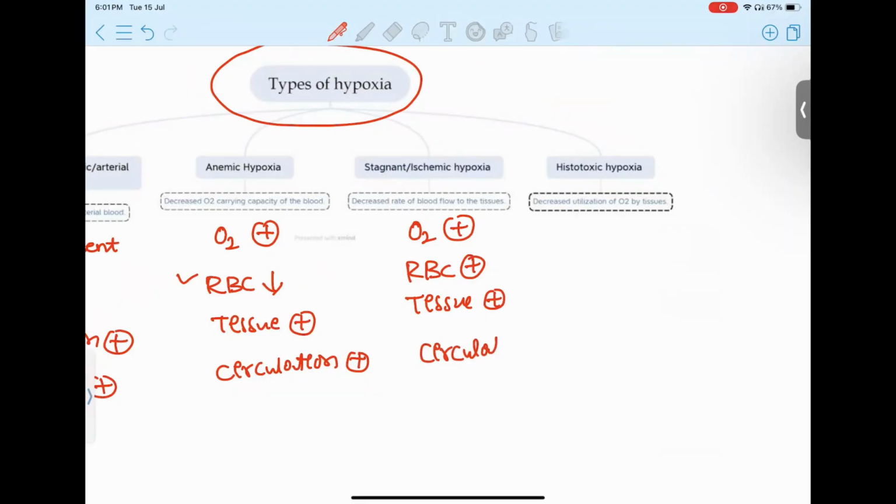Why is the circulation lacking here? Because this patient might be having atherosclerosis. This patient might be having an artery block, a thrombus block. All this can cause ischemic hypoxia.